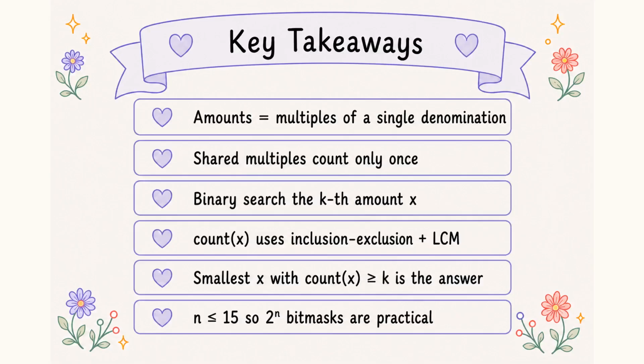Key takeaways. Valid amounts are multiples of a single denomination. Shared multiples count once. Binary search the K amount X. Count of X uses inclusion-exclusion with least common multiples. The smallest X with count at least K is the answer. N is at most 15, so 2 to the n bit masks are practical. That is K smallest amount with single denomination combination.